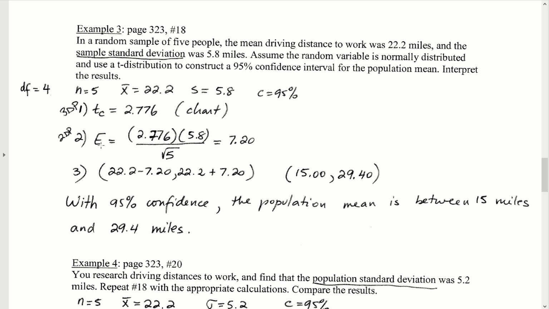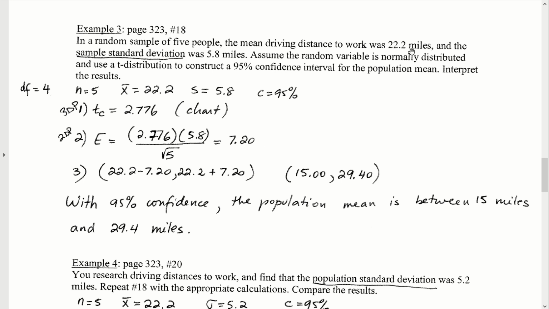From there, we can plug it into our margin of error formula. E is equal to TC times S, that's 5.8, divided by the square root of n. So in the formula for E, we are using n. There's nowhere where the degrees of freedom shows up in the formula for E. It's divided by the square root of n, which was 5. If we punch this into our calculator and work it out, we would find a margin of error of 7.20.